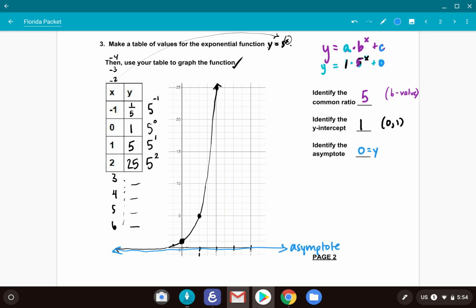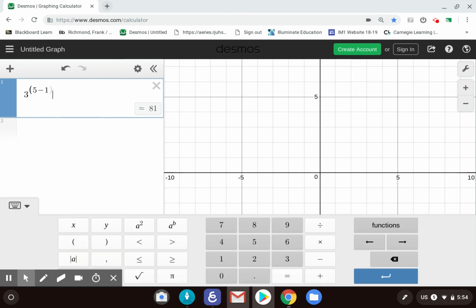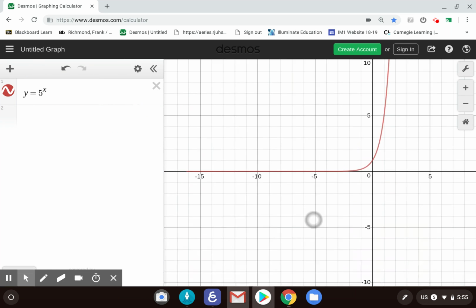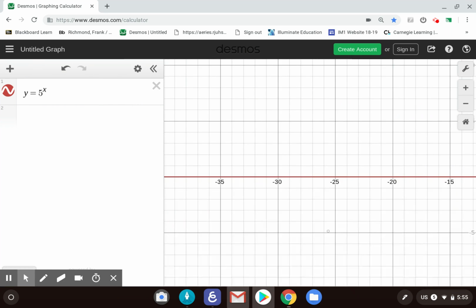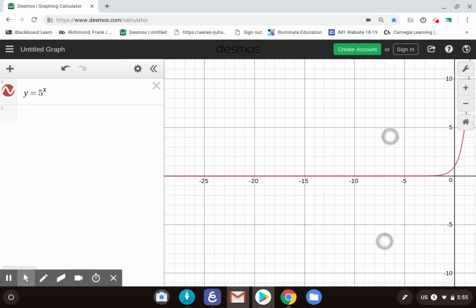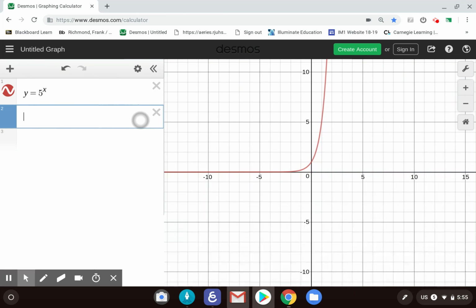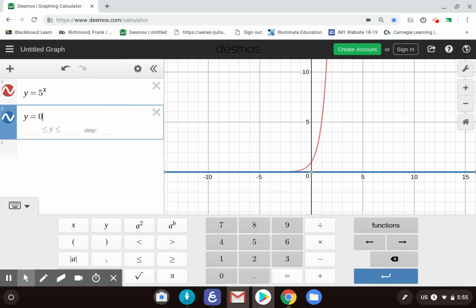So if you want to see it a little better on Desmos, it might be a little better to look at it on there. You can see that no matter how far to the left you go, your graph's never going to go below that line, y equals 0. That is going to be my asymptote.